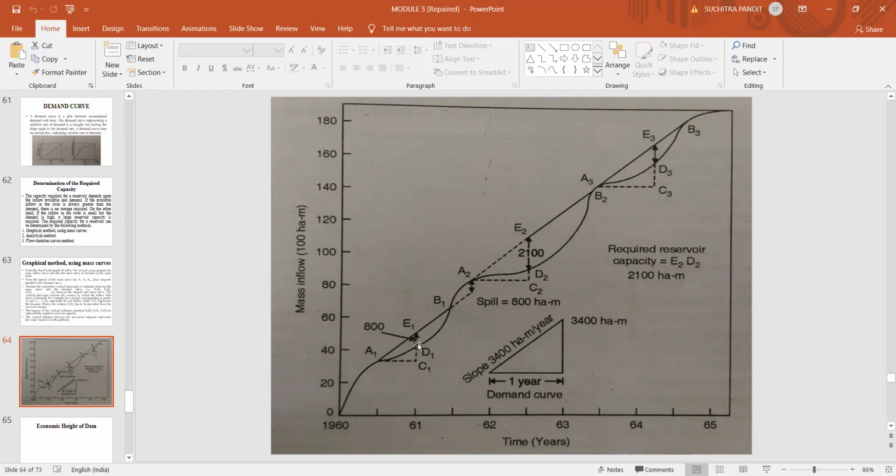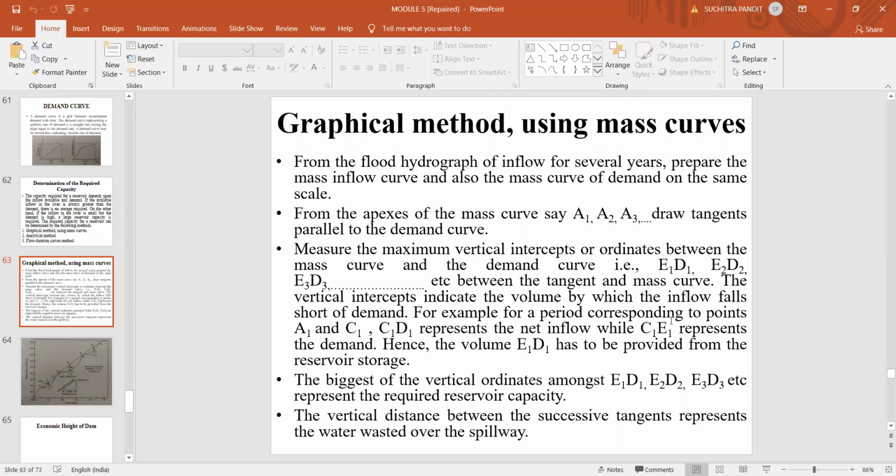So you have to look out for the maximum vertical intercept, whether E1, D1 is greater or E2, D2 is greater or E3, D3 is greater, which decides the storage capacity of the reservoir. For a given period of time, C1, D1 represents the net inflow, while C1, E1 represents the demand. Hence, the volume E1, D1 has to be provided from the reservoir storage. The biggest of the vertical ordinates among E1, D1, E2, D2, E3, D3, etc. represents the required storage capacity. The vertical distance between the successive tangents represents the water wasted over the spillway.